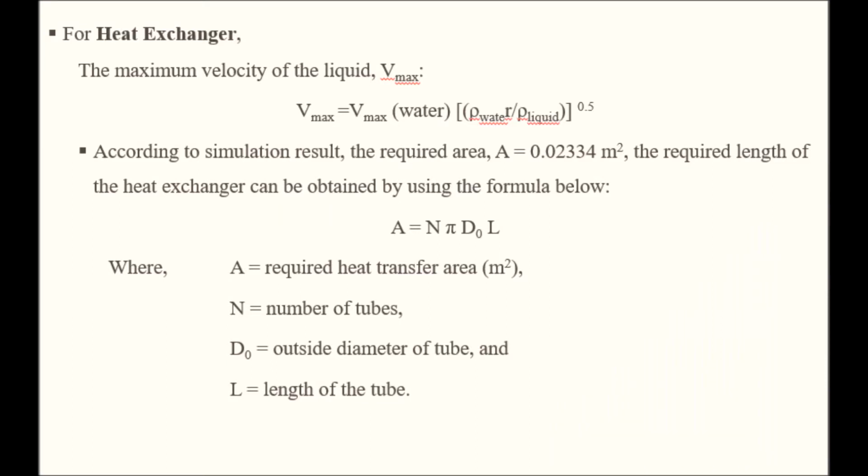For the heat exchanger, the maximum velocity of the liquid, Vmax, can be calculated using this formula. According to the simulation result, the required area for the heat exchanger is equal to 0.02334 square meters. So the length of the tube can be calculated using this formula, which is A equals N pi DO L, where A is the heat transfer area, N is the number of tubes, DO is the outside diameter of the tube, and L is the length of the tube.